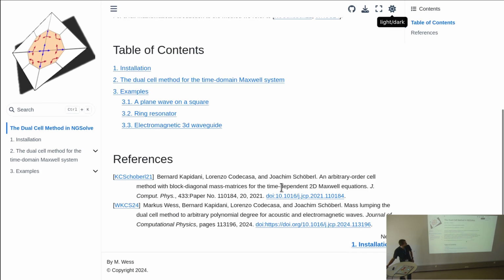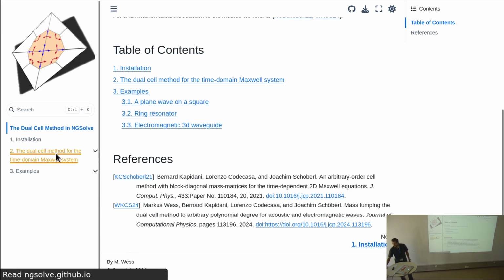So this is, where is it? Here. The recent work, which basically explains most of what's going on here, but only in 2D, and I'm going to try to give you an overview of what's going on in 3D.